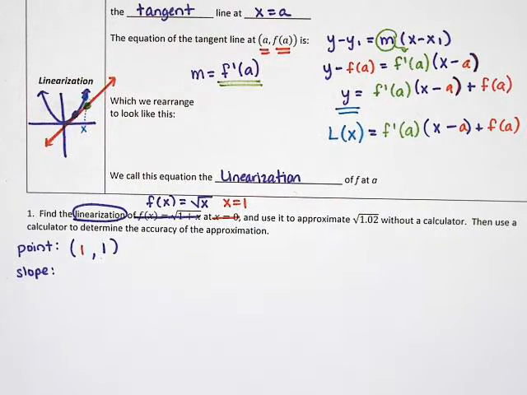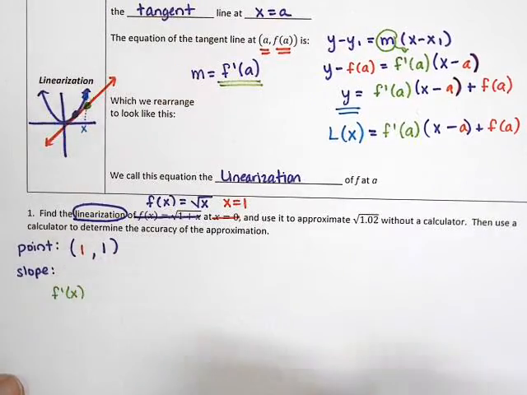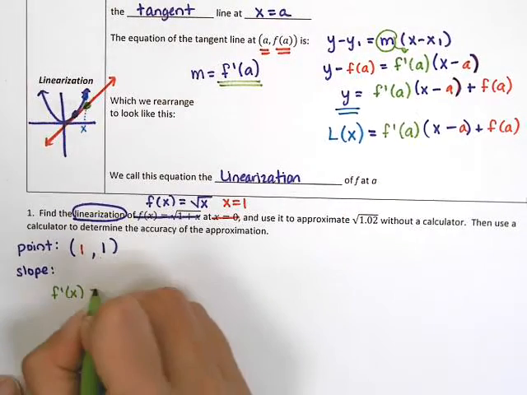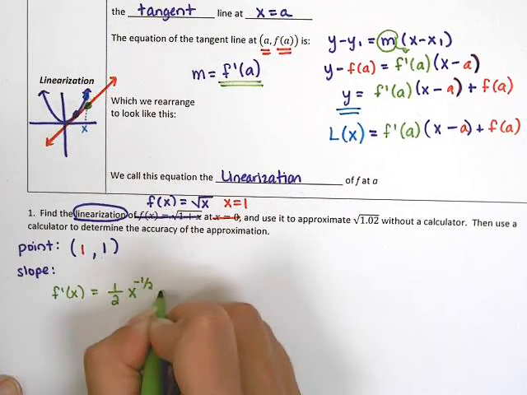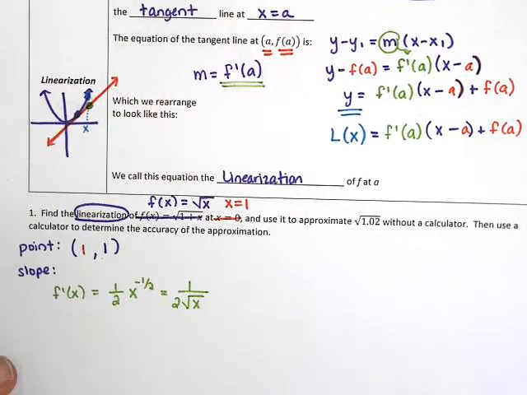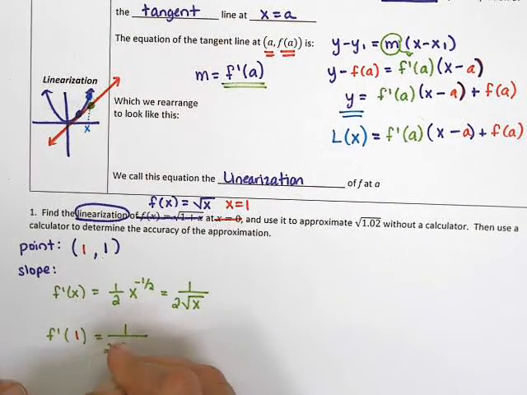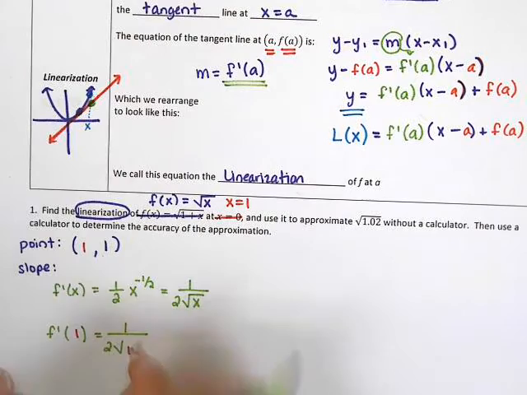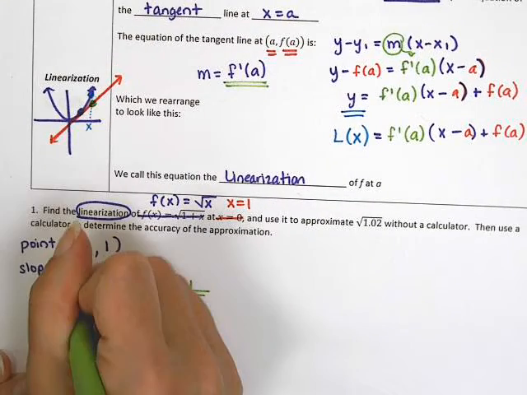Now to figure out my slope, I'm going to need a derivative. I'm going to think about the square root of x as being x to the 1/2. So I would have 1 over 2 x to the negative 1/2, which would be 1 over 2 times the square root of x. So the derivative at that same x value of 1 would be 1 over 2 times the square root of 1, which is 1 over 2.